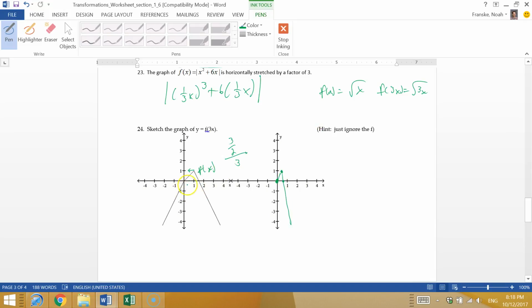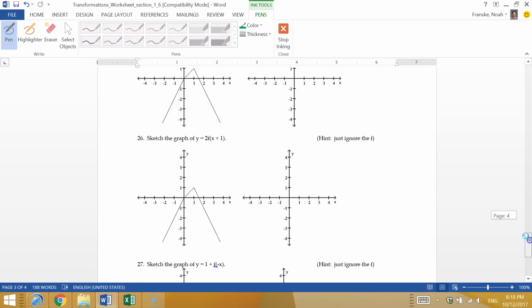Now on the left side, let's see here. Looks like we hit the point (-1, -2). So that's going to come in by a factor of 1/3. So at -1/3, I'll be at -2. This is just going to go down like that. Nice and skinny because it's been shrunk horizontally by a factor of 1/3.